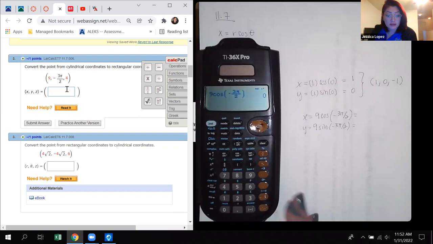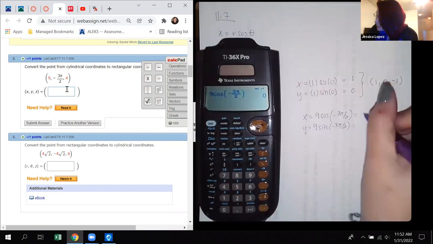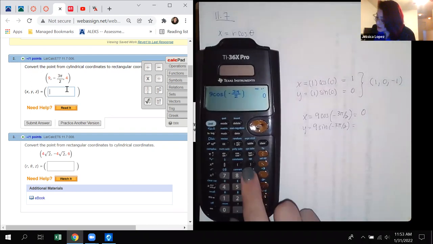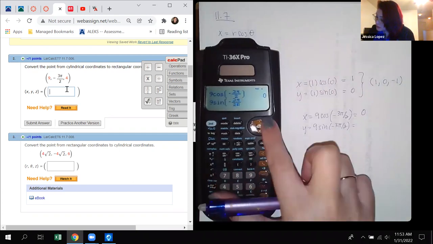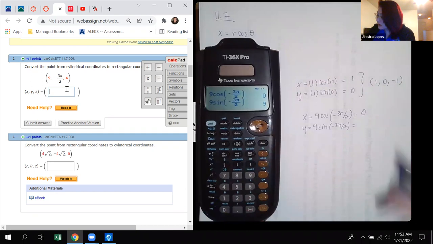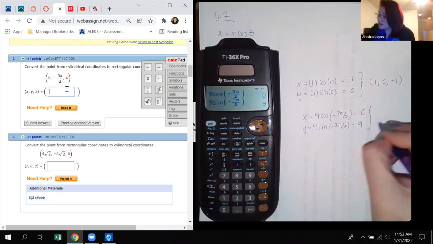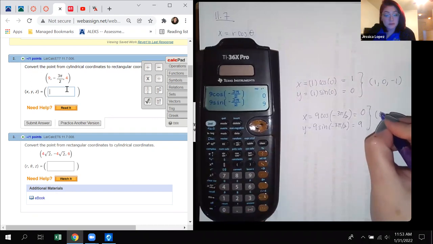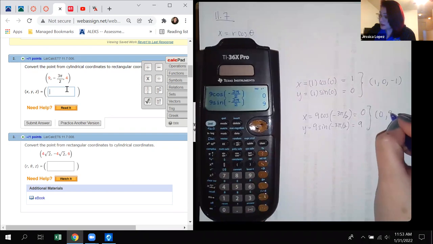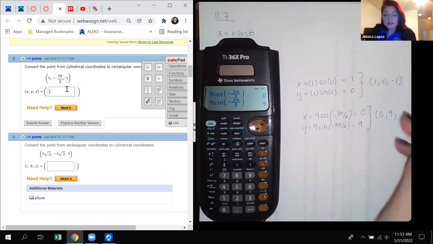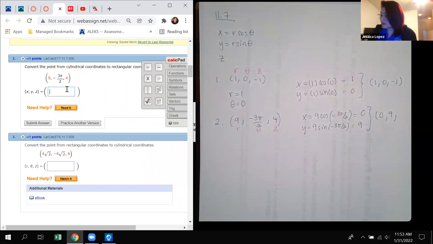And so I'm going to type that in my calculator, 9 cosine of -3π/2 and close it. And so then I get, coincidentally, 0 for x, and then 9 sine of -3π/2, close it. I get 9. So then that means that the coordinates here are going to be 0 for x, 9 for y, and then the z coordinate is going to stay the exact same as it was. So z will still be 4. Okay, so in here, I'm going to do 0, 9, 4.